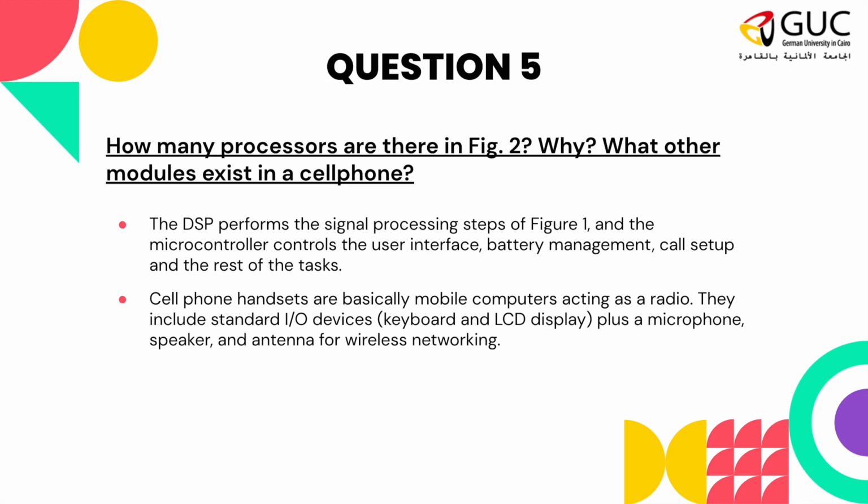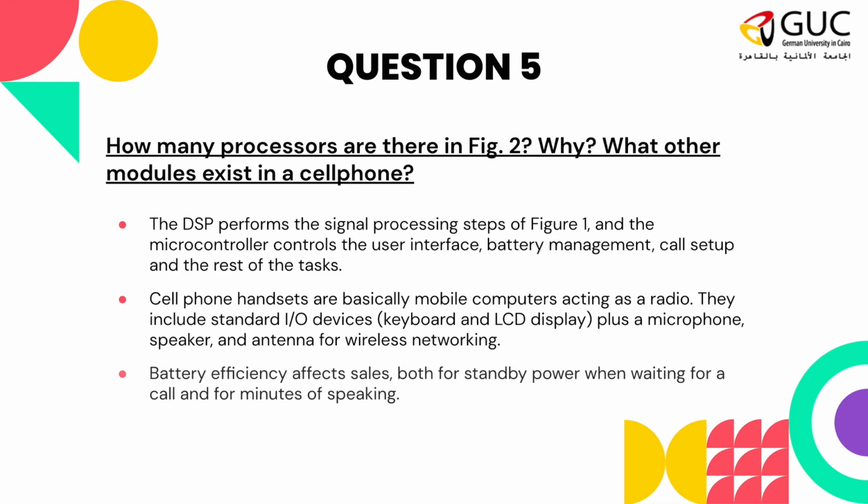Plus, definitely we have a microphone for the voice input. We have a speaker to output the call or the voice. And finally, an antenna for wireless networking. So these are the other modules that exist in a cell phone. One of the important aspects is the battery management or battery efficiency, because battery efficiency affects sales both for standby power when waiting for a call and for minutes of speaking.